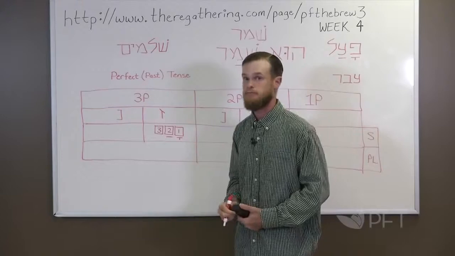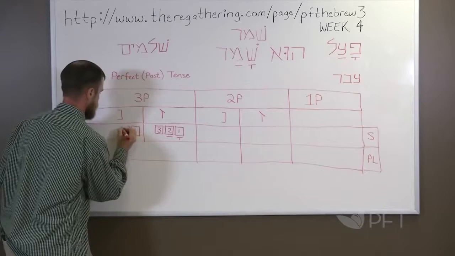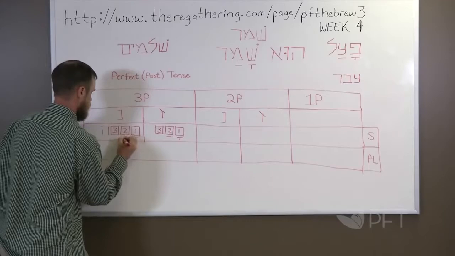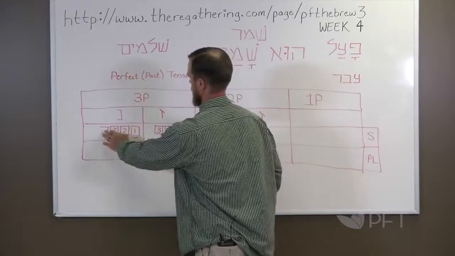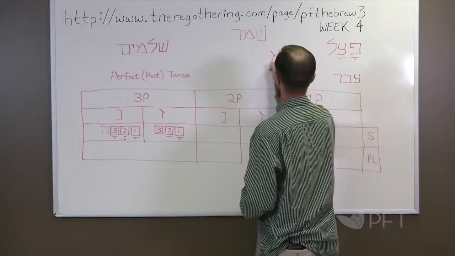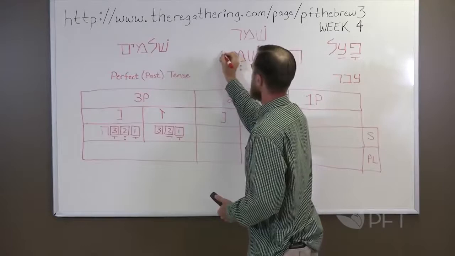And as we go down the list, if we wish to say that she kept, we have to follow the third person feminine singular paradigm. And this one has a different vowel structure and adds a hey at the end. So she kept becomes, again mimicking the vowels, adding the hey at the end, hi shamra, she kept.